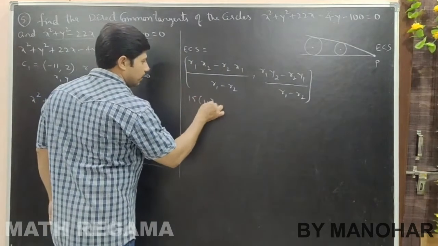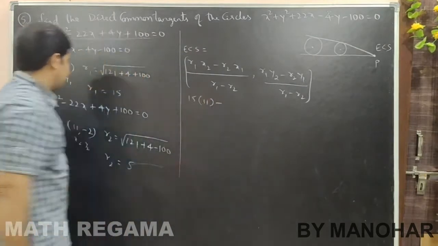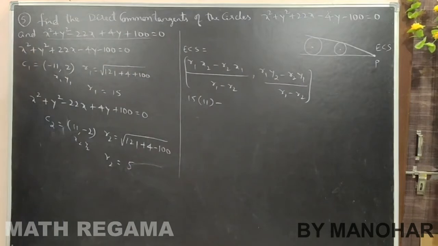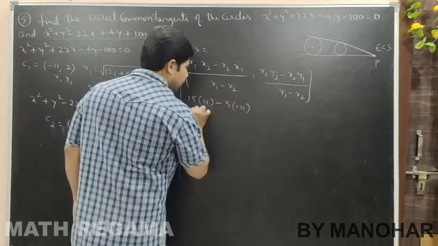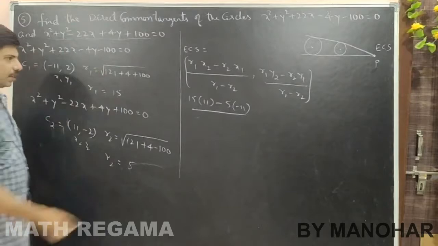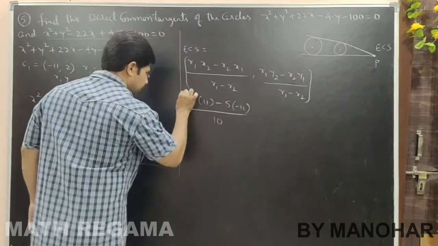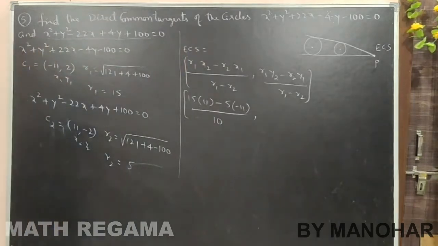15 into 11 minus R2 x1. R2 x1, that is 5 into minus 11, divided by R1 minus R2. 15 minus 5 is 10. Right? R1 y2. So what is R1?